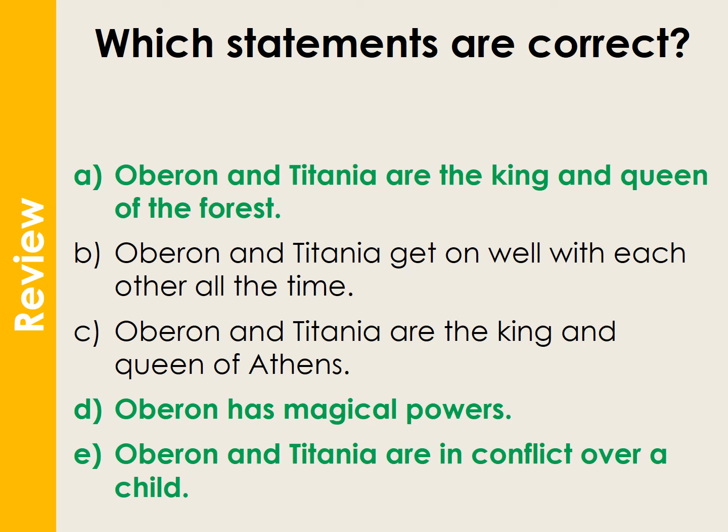Hopefully in terms of your answers, you got A, D and E. B is not correct because we just spoke about with the character profile. Oberon and Titania love each other, but they also quarrel and have conflicts quite a lot of the time. C is not correct because they're not king and queen of Athens, that is Theseus and Hippolyta. They are, as A stipulates, the king and the queen of the forest and the fairies. D is correct, Oberon has magical powers, he is a fairy, fairies are magic, etc. And E, Oberon and Titania are in conflict over a child. Titania has the child and Oberon wants him.